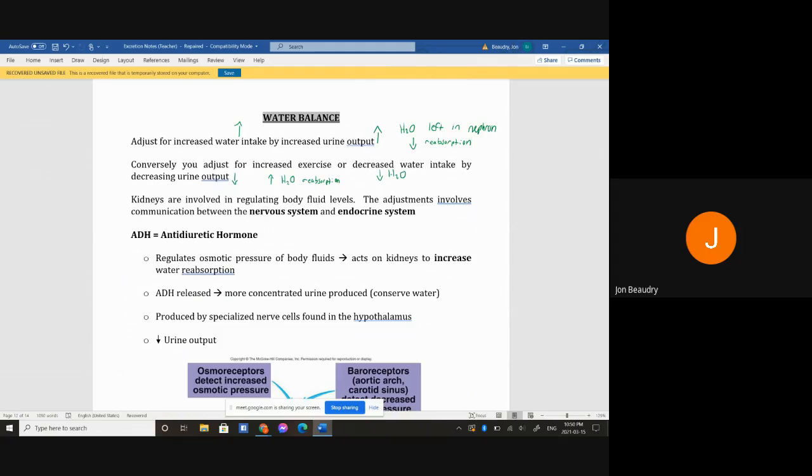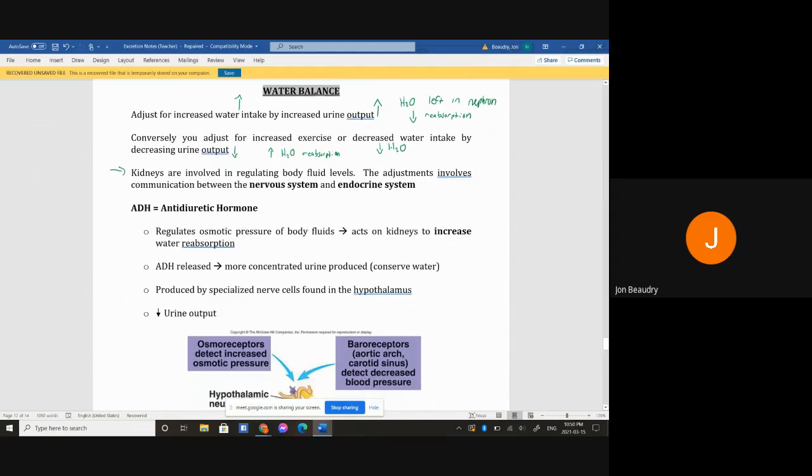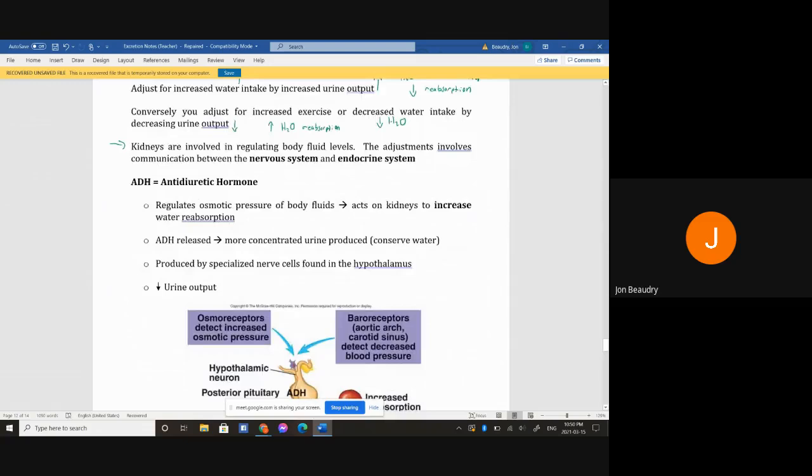Okay. Now, by talking about these two different statements, I can see here that my kidneys are highly involved in regulating body fluid levels, not just my water balance, but also blood levels as well. So how we do this, there's a couple different mechanisms, and it typically is a relationship between my nervous system and my endocrine system. Again, when you guys think endocrine system, I want you to think hormones.